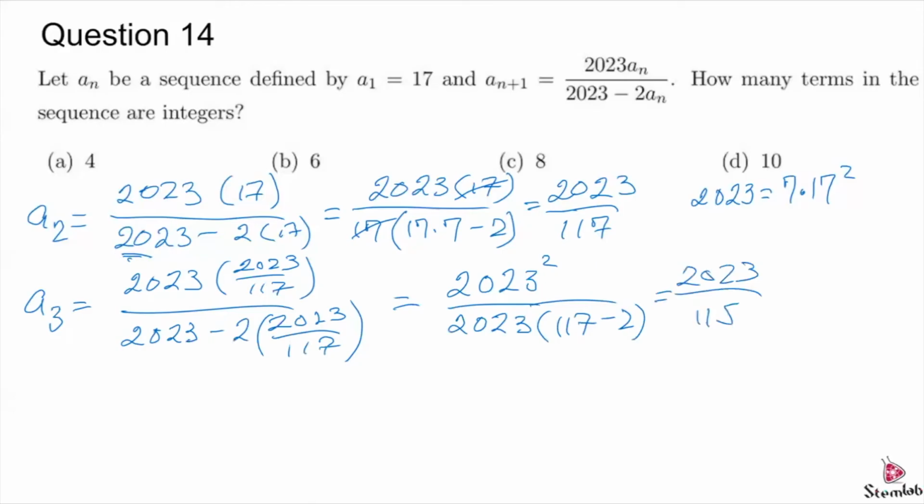So actually, this pattern continues. So a_4, let's do a_4 so that hopefully we can motivate that this pattern does indeed at least hold for a_4.